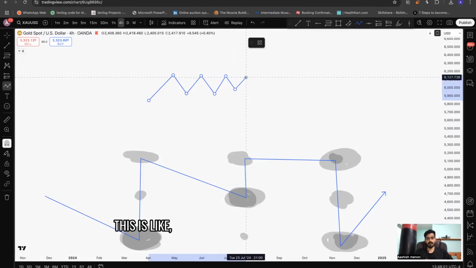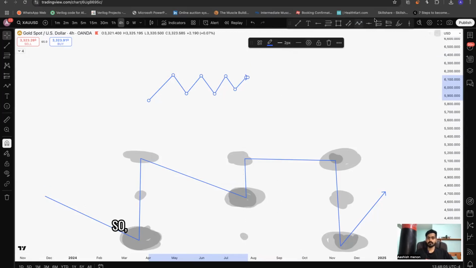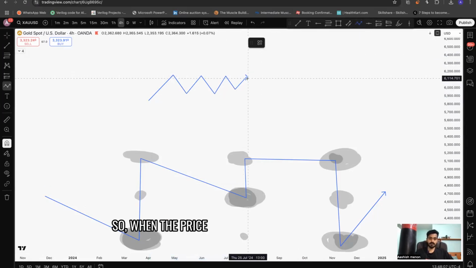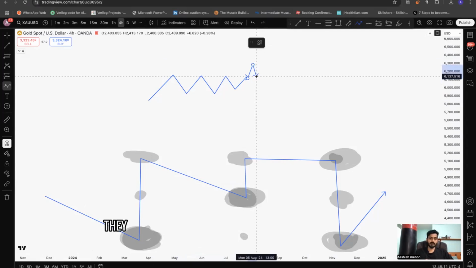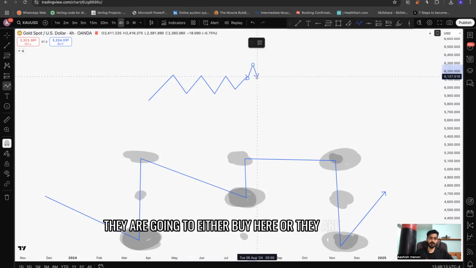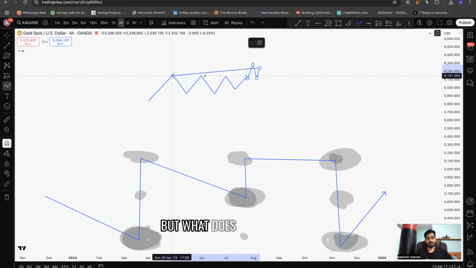This is, I don't know what it's called. I think it's called a wedge or something, right? So when the price breaks out, what is a retailer going to do? They're going to either buy here or wait for a retracement to buy here. But what does this look like?